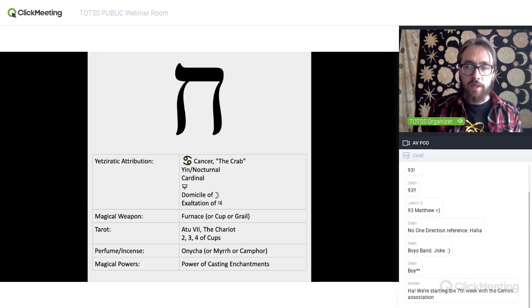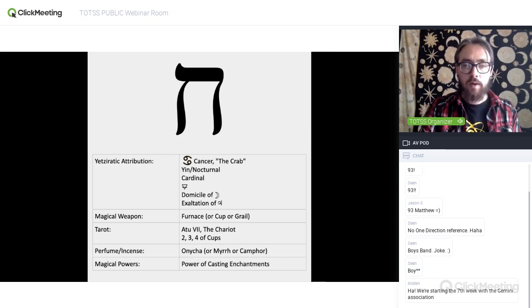Now he also gives the cup or the grail, which I think is much more appropriate to the actual symbolism associated with Cancer, and also connected to the tarot card as well. We'll talk about those two symbols as we go along. The cup, of course, is the elemental weapon of water. And the grail is essentially the same thing as the cup, but in a higher sense, right? You can think of the grail as the divine cup rather than just the elemental weapon of the cup, but they're essentially the same thing.